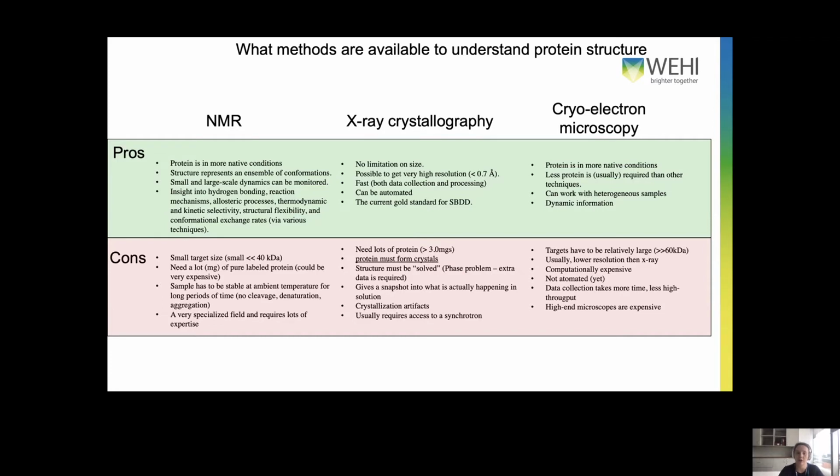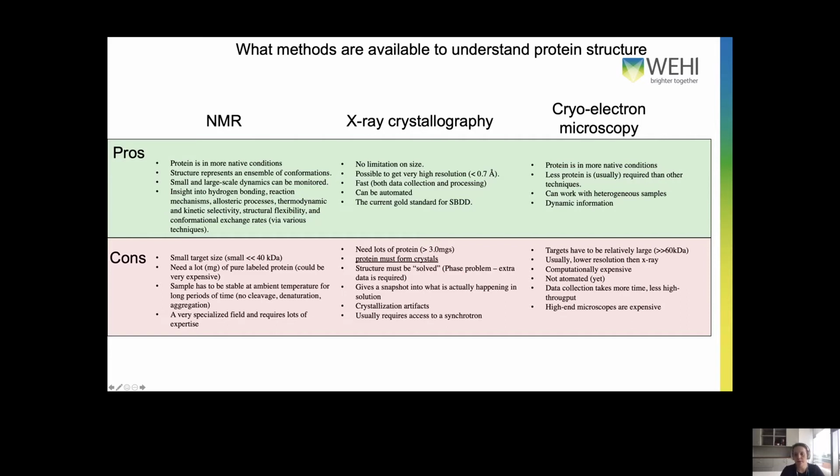First of all, it requires a lot of protein, usually more than 3 mg, and could be a lot more. And then the main limitation is that in order to do X-ray crystallography, your protein has to form crystals, which is not always the case, due to flexibility or heterogeneity. This is a very severe limitation. And also X-ray crystallography is prone to what we call crystallization artifacts. It only gives you a snapshot of a protein in solution, and it can be affected by other molecules in this solution.